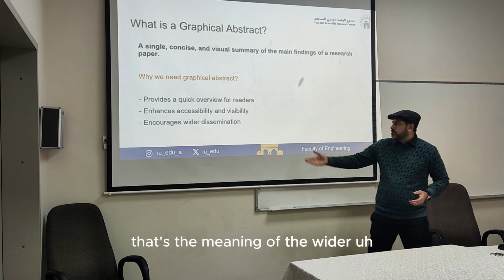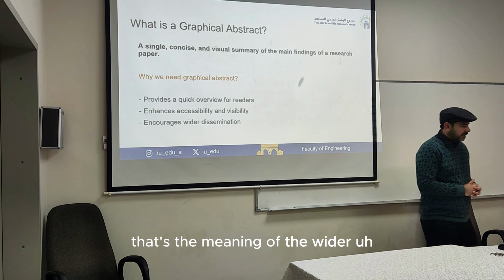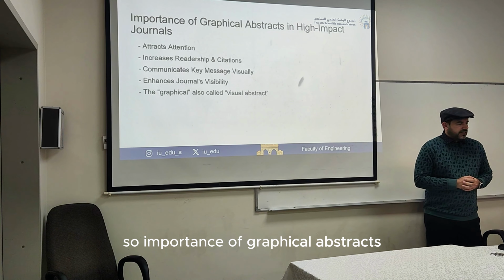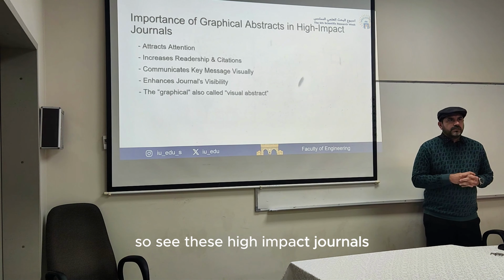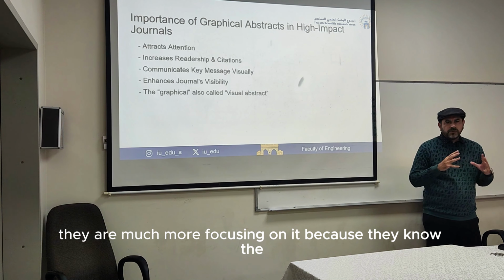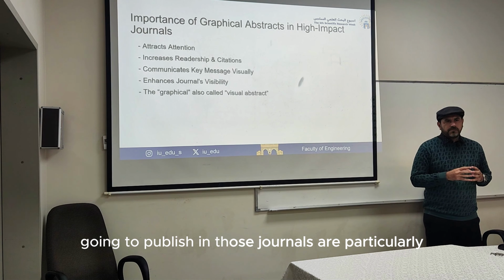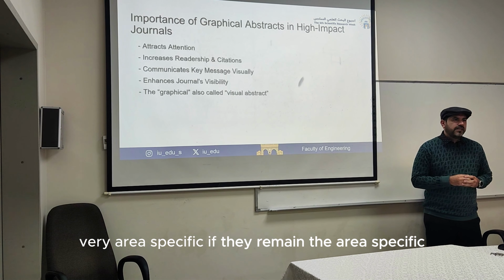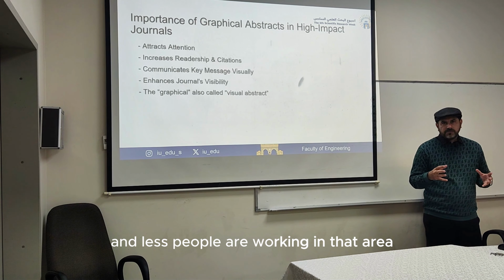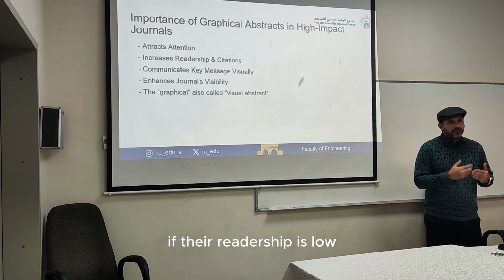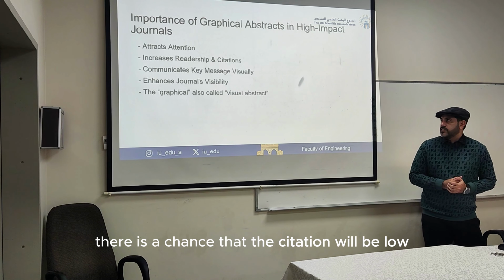And yeah, that's the meaning of the wider dissemination of the information. So, the importance of graphical abstracts in high impact journals. See, these high impact journals are much more focused on it because they know the information going to be published in those journals is particularly very area specific. If they remain area specific and fewer people are working in that area, their readership will be low. If their readership is low, there is a chance that the citation will be low.